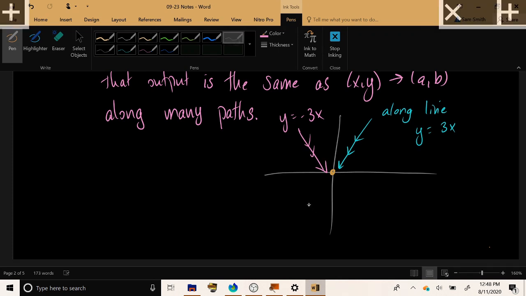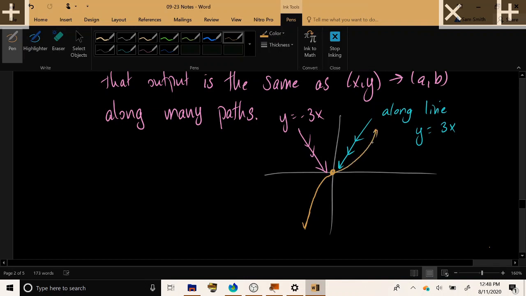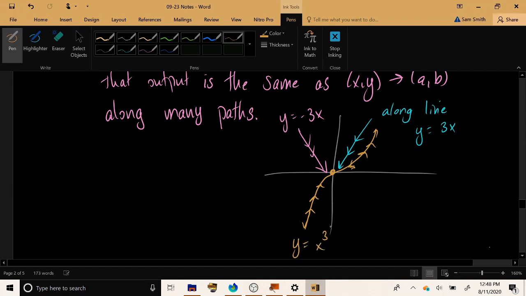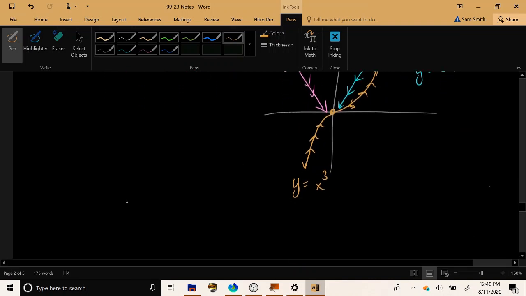But you can approach along a curved path. You can approach along the path y equals x cubed. And that would also have to give you the exact same output. And you can just keep testing and testing individual paths, but you'll never be able to test the full collection of paths that are out there.